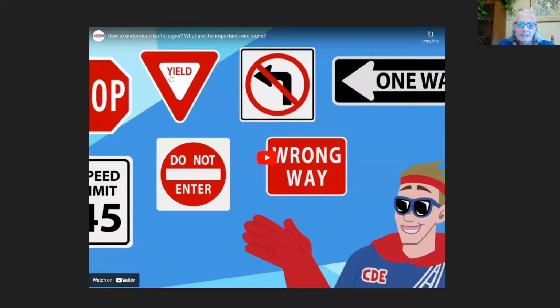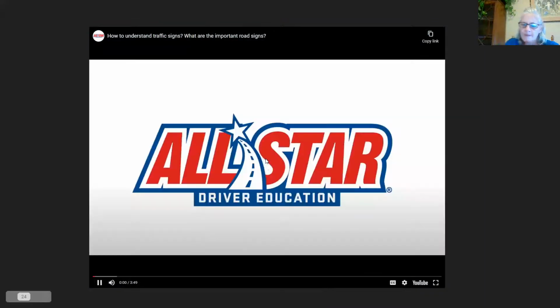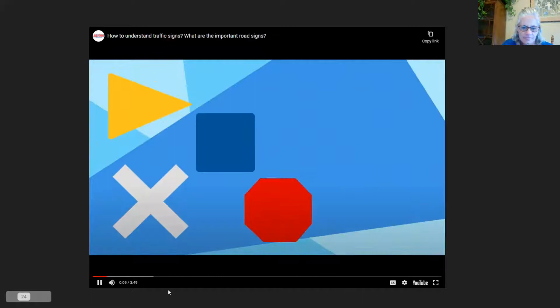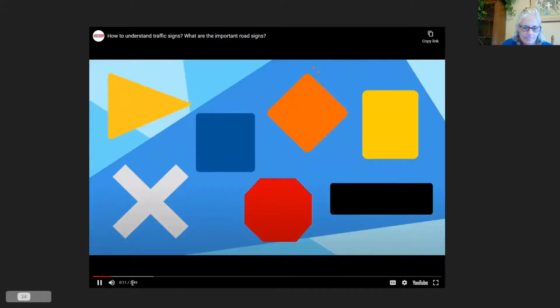We're gonna watch this, how to understand traffic signs and what are the important road signs. Traffic signs are different shapes and colors so that drivers can easily see them while traveling. By learning their meaning, you'll be able to know the rules and continue driving without too many distractions.